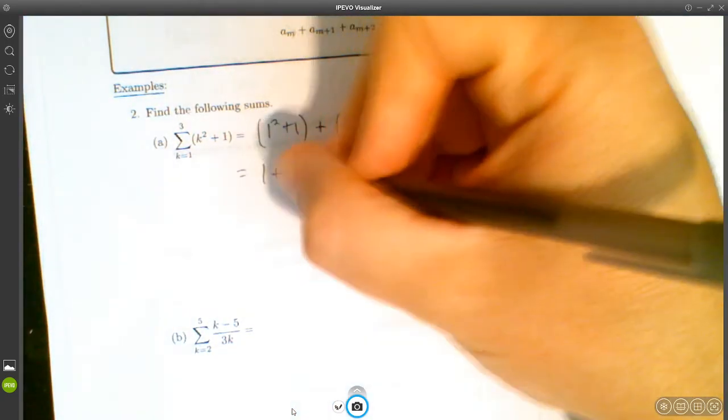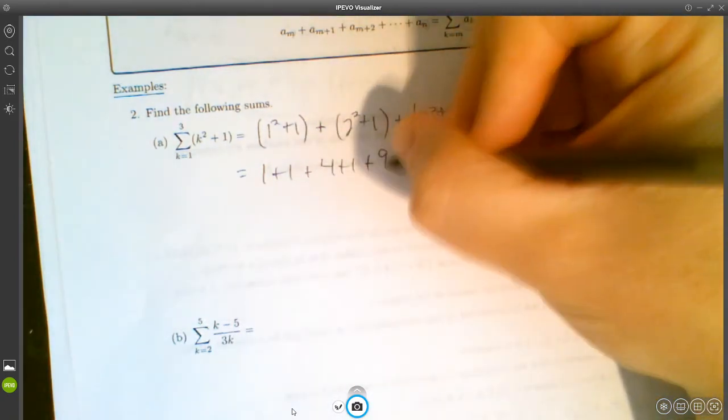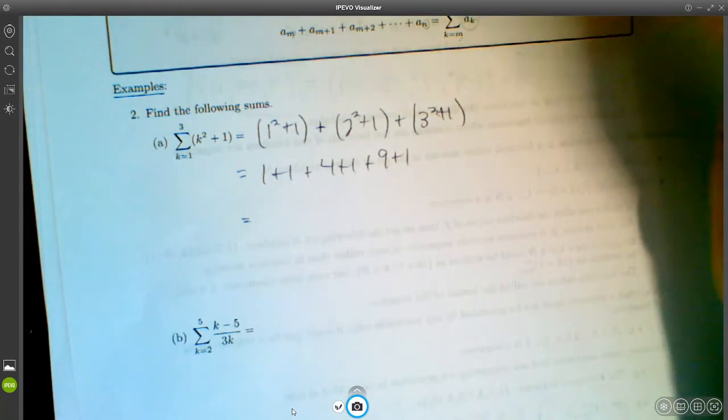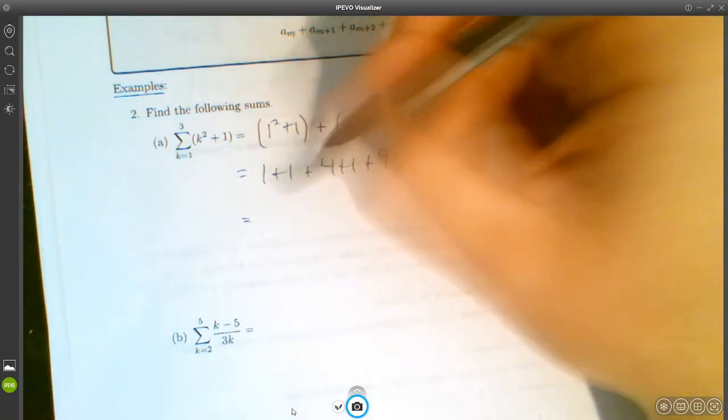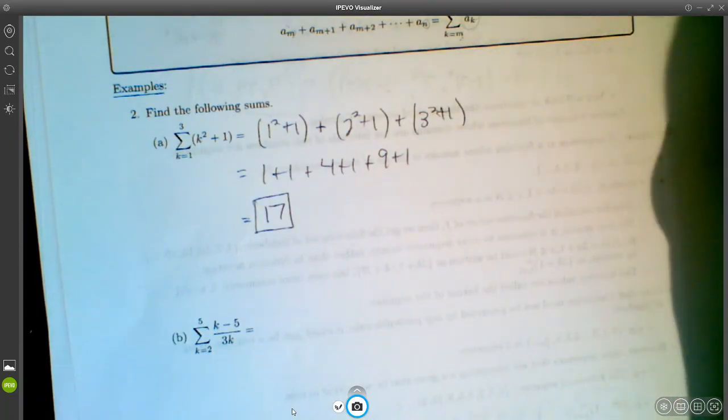So that's going to be 1 plus 1 plus 4 plus 1 plus 9 plus 1. And if you add all those up, you get what? 10, 15, 17. Okay, let me give you another example.